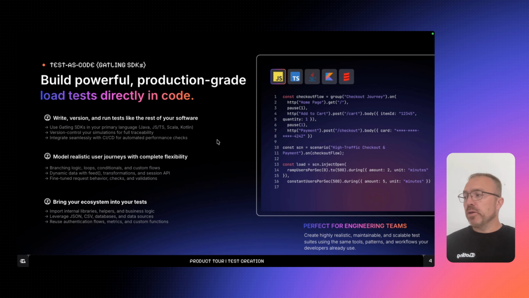You can also bring your ecosystem into your tests. This means like bringing in your own libraries, helpers, and business logic. This can also be your data sources, whether you use JSON, CSV, or database. And finally, you can reuse things like authentication flows, metrics, and custom functions.